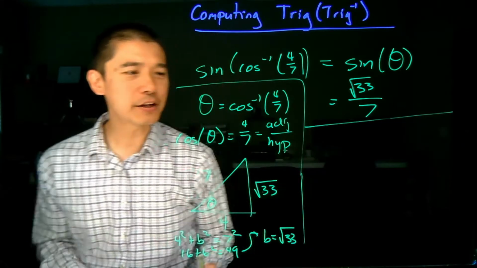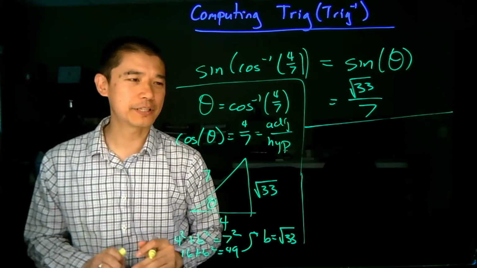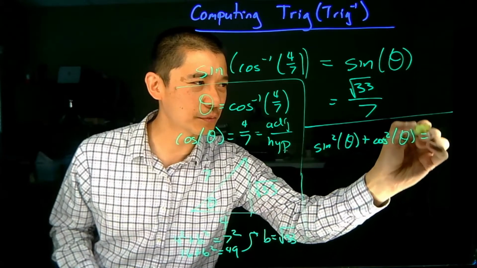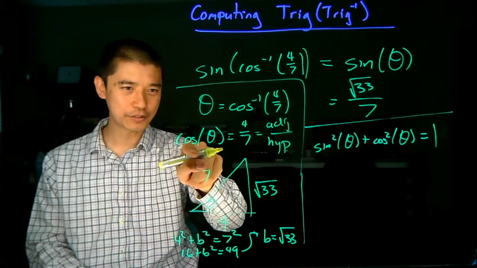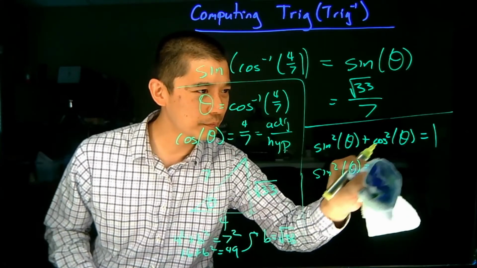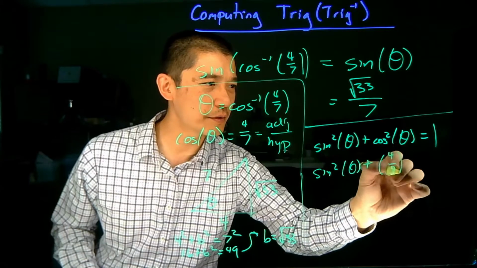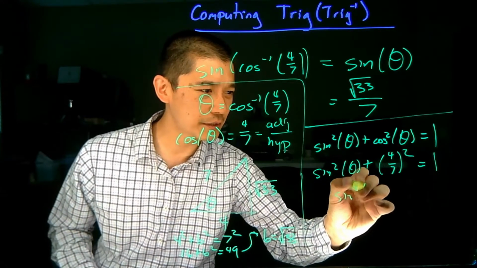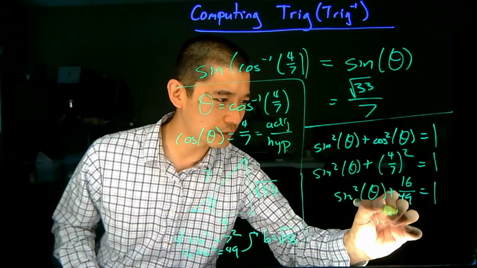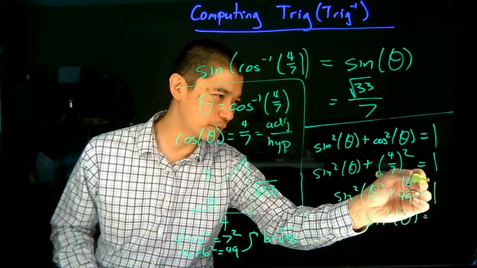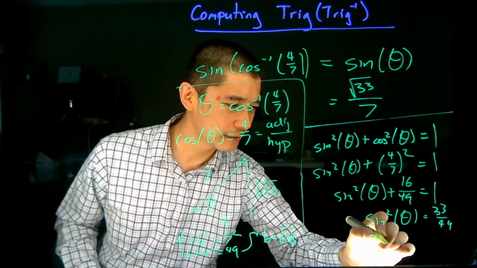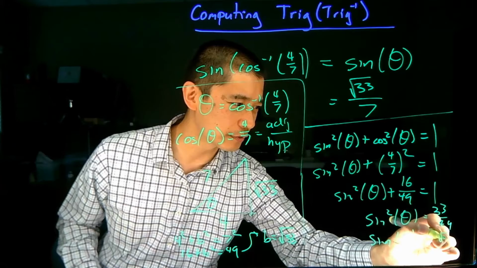If you wanted to do the algebraic approach, what you would do is go back to one of the Pythagorean identities. In this case, sine squared theta plus cosine squared theta is equal to 1. We have our cosine theta. It's 4/7, so we can plug that in. Sine squared theta plus 4/7 squared is equal to 1. Sine squared theta plus 16 over 49 is equal to 1. We subtract: sine squared theta is equal to 49 over 49 minus 16 over 49, which is 33 over 49. Sine of theta is equal to the square root of 33 over 7.